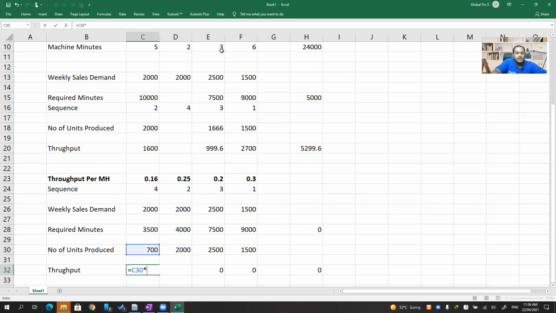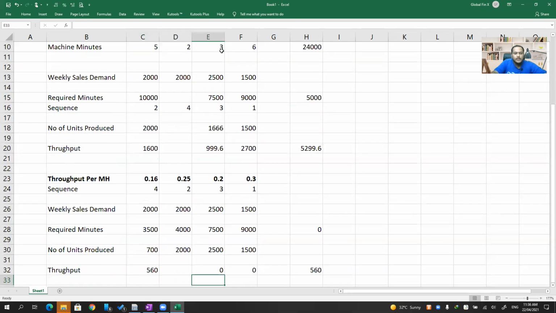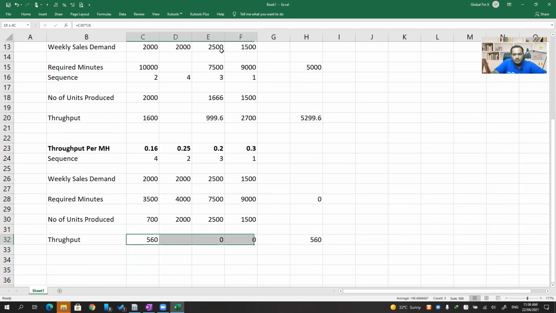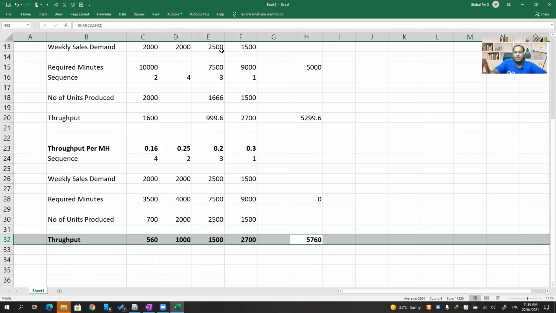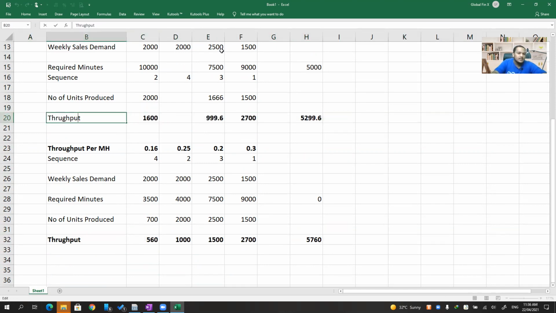Now number of units into contribution per unit. Sorry, throughput per unit. Throughput 0.8. Look at this, sir. How much are we getting now? 5,760.